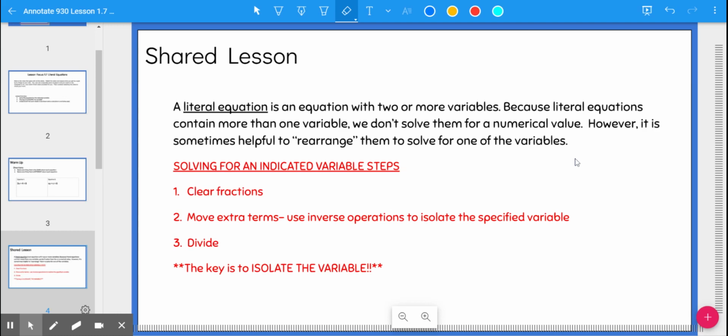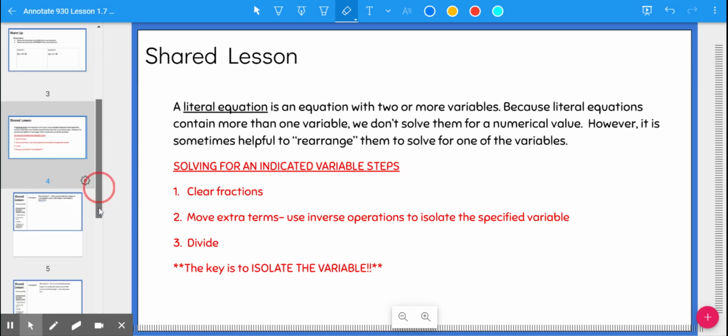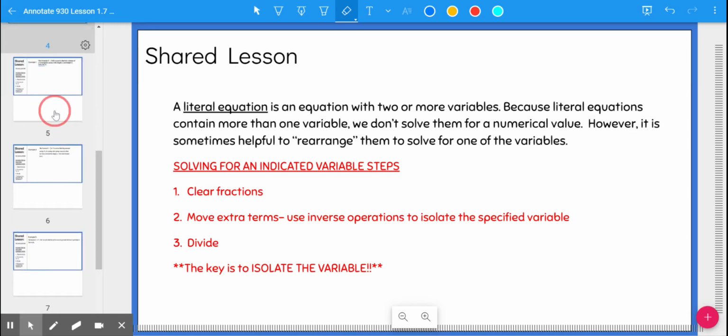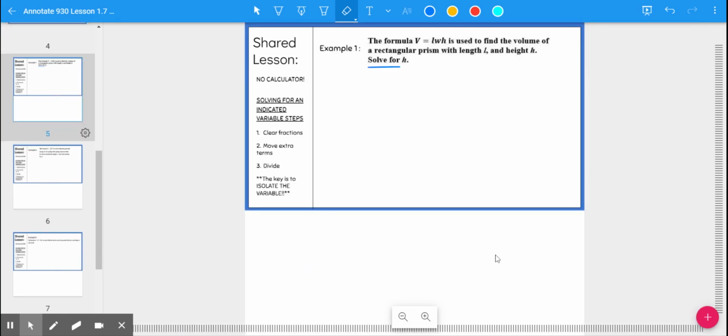Now, solving for that indicated variable steps, the first thing is if you see a fraction, we want to clear that fraction. Then we want to move extra terms. And then last, we want to divide. And the key here is to isolate the variable. Now we're going to head to our first example, which is on slide 5. I'm going to zoom in a little.